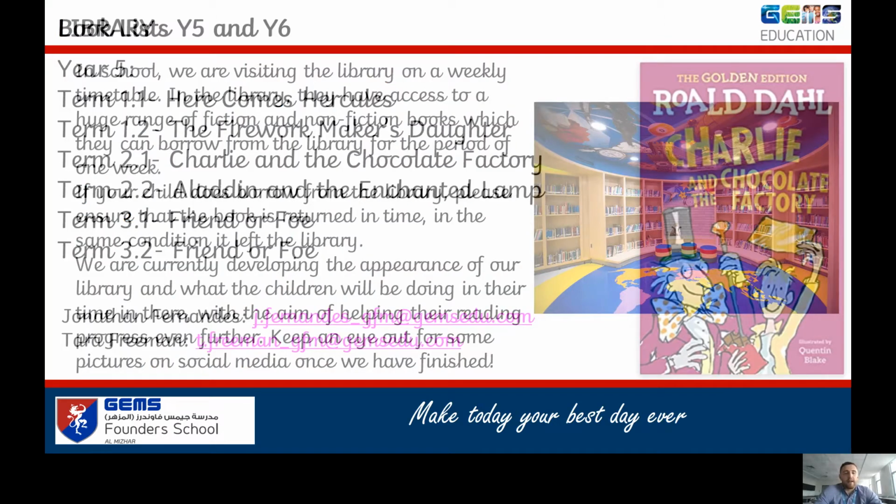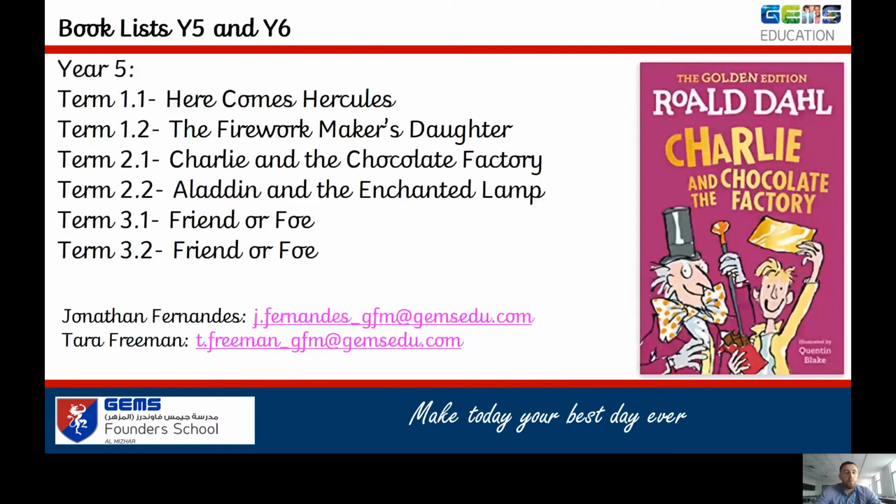Okay, so in terms of book lists, what your child will actually be reading in school. For year 5, in term 1.1, your child has been reading Here Comes Hercules. After the midterm break, it goes on to The Firework Maker's Daughter. After the winter break, it's Charlie and the Chocolate Factory. The term after that is Aladdin and the Enchanted Lamp. And then finally, we finish the term with Friend or Foe.